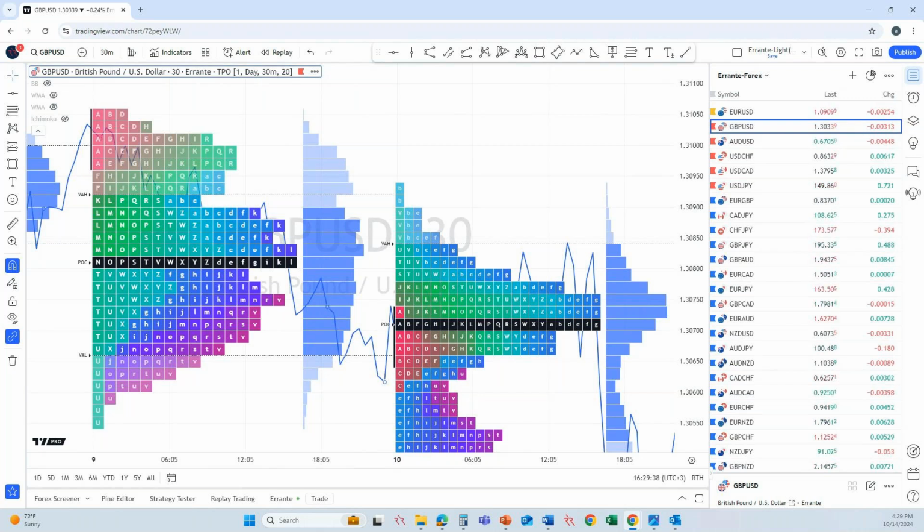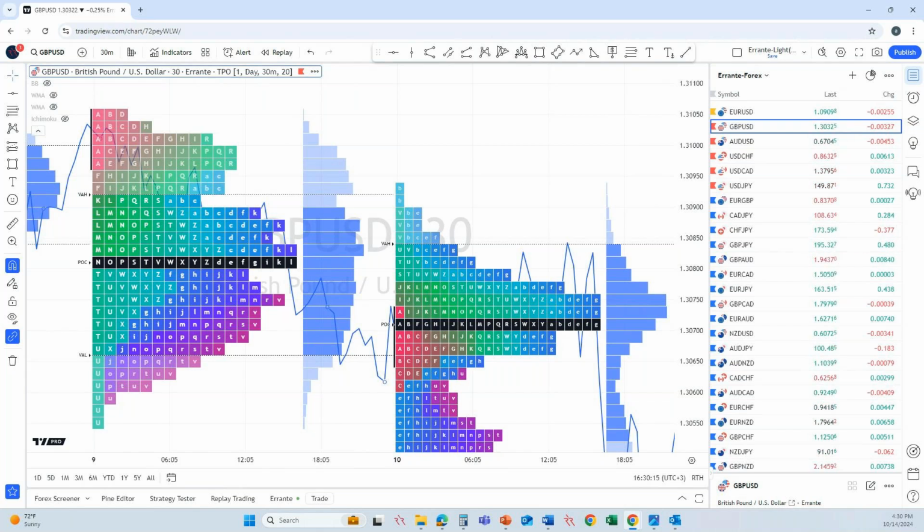And then we have the time segment. The letters on the left side of the chart represent different time segments during the day. For example, A could represent the first 30 minutes of the trading session. B could represent the next 30 minutes, and so on. So each letter is stacked to show at what price level the market traded during the time segment. If there are several letters at the same price level, it indicates that the price remained within that range for multiple time periods.